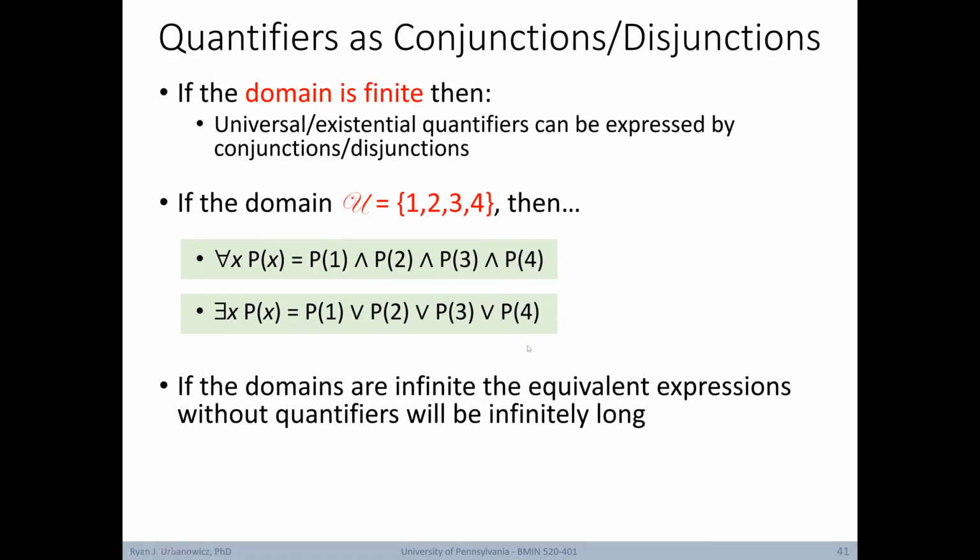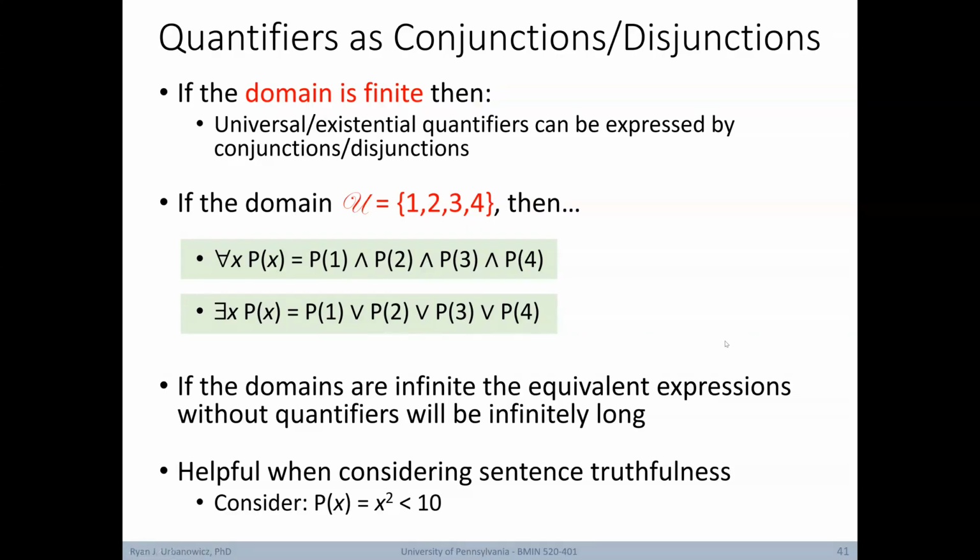If the domains are infinite, the equivalent expressions without quantifiers will be infinitely long. This property is helpful when considering sentence truthfulness. For instance, consider this example. P of x is equal to x squared less than 10. We can convert this to a set of conjunctions. Let's assume that our domain is the same as in the above example. That means that this x squared less than 10 would be applied at each of these locations.